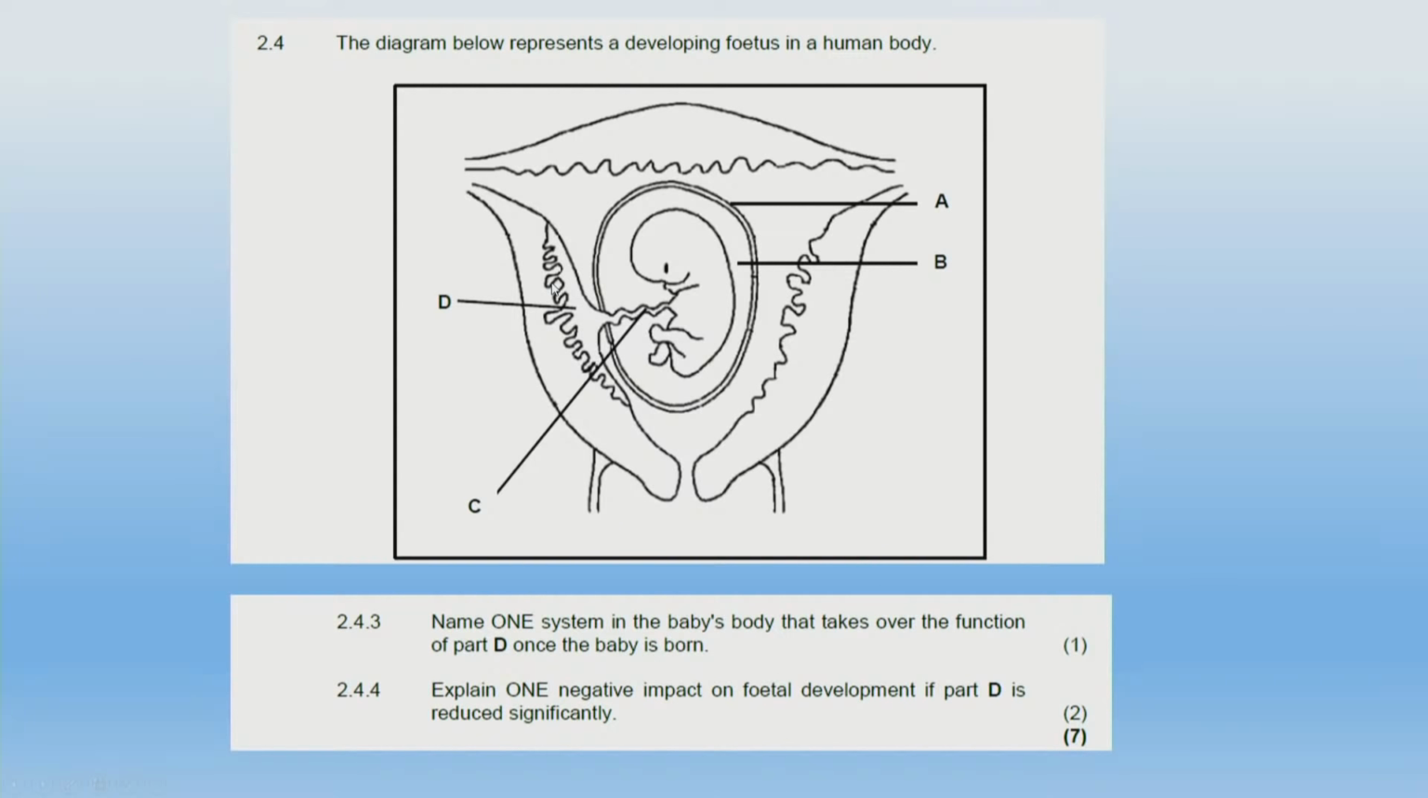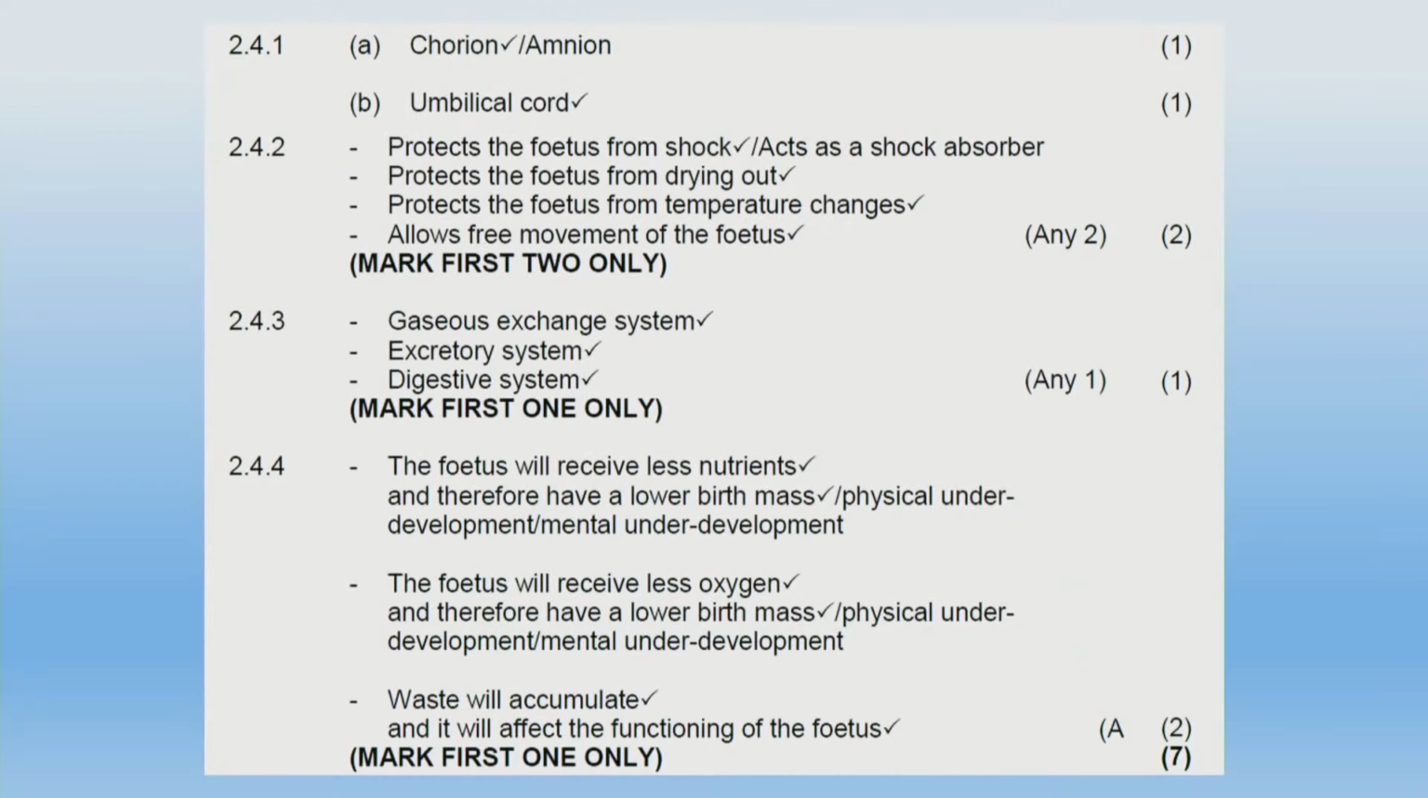All right. And then question 2.4.3. Name one system in the baby's body that takes over the function of part number D. Here is part number D. Once the baby is born. So this is how you have to answer this question. Let me repeat the question again. Name one system in the baby's body that takes over the function of part number D once the baby is born. And then those systems are the gaseous exchange system, the excretory system and the digestive system.